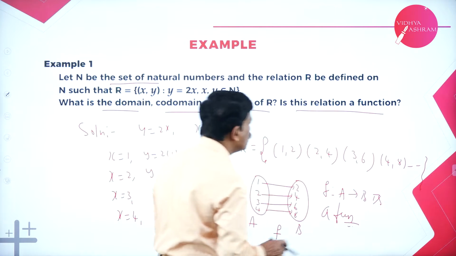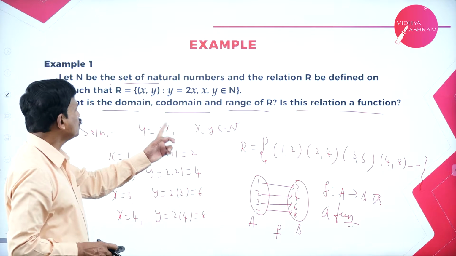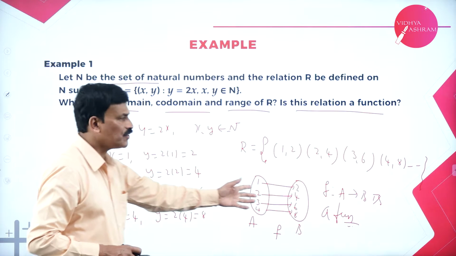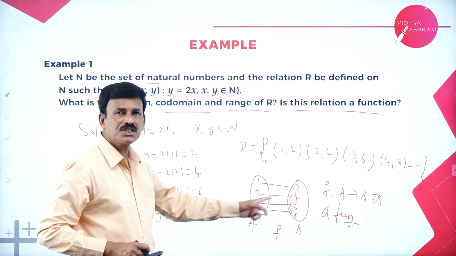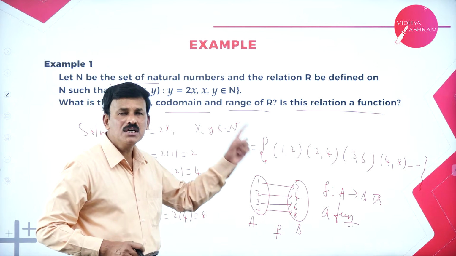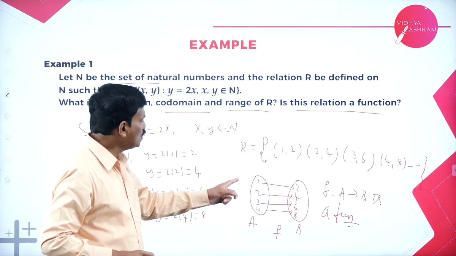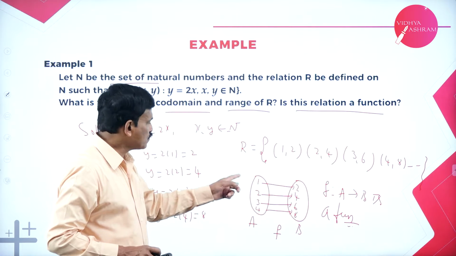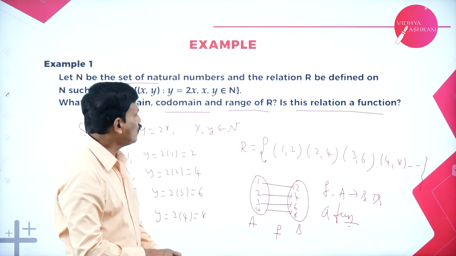So the relation given by y is equal to 2x, under (x, y) such that (x, y) belongs to N, is a function. This relation is a function. See here, all the elements of A are associated with the elements of B by a unique time. There is only one mapping. So all the elements of A are used only one time. So there is one to one mapping. Therefore, this is a function. Right.